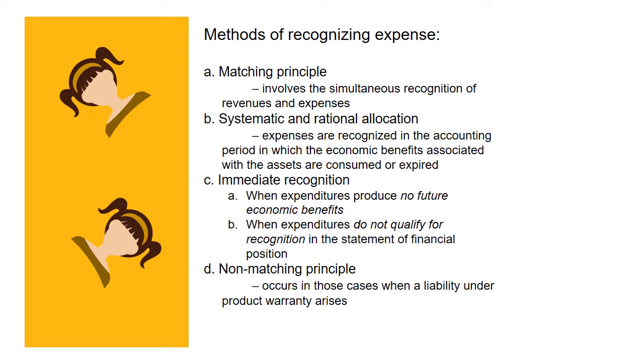Methods of recognizing expense. So we have four. Letter A, matching principle, involves the simultaneous recognition of revenues and expenses. Ibig sabihin, simultaneously na-recognize si revenue and expense. Example, Company A sold goods. Binenta niya sa inventory. So, pag binenta sa inventory, magre-recognize ng sales kasi nakabenta. And at the same time, kailangan i-recognize si cost of goods sold, nung cost nung binenta natin. And that is classified as an expense. So, there is a simultaneous recognition of revenue and expense. Letter B, the systematic and rational allocation.